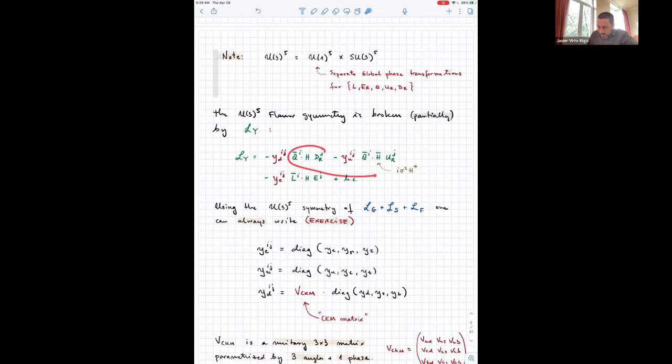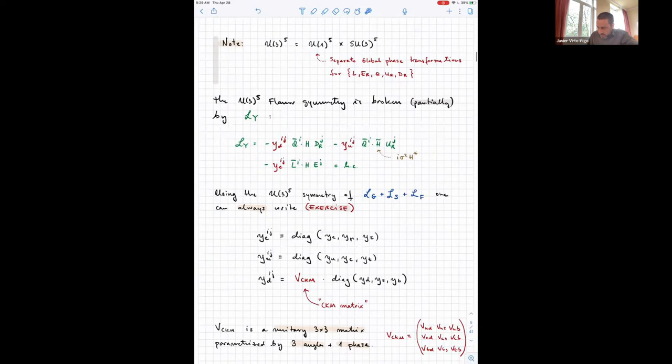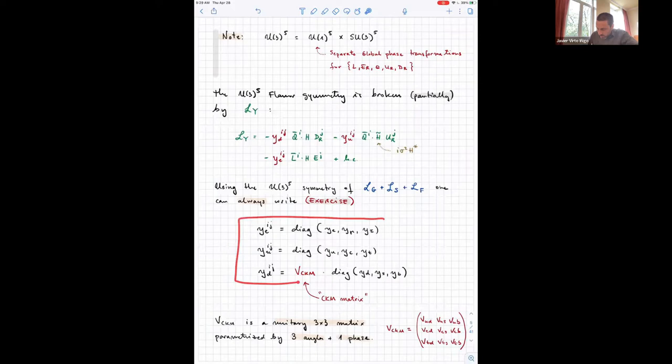And then this is an exercise for the tutorial. You can always assume that these completely general flavor matrices have this form, okay? So you can always put the leptonic Yukawa matrix in diagonal form. And then this Yukawa matrix also can be put in diagonal form.